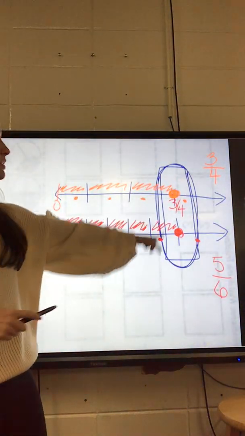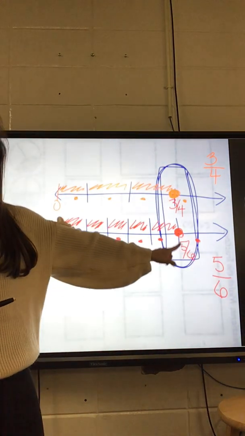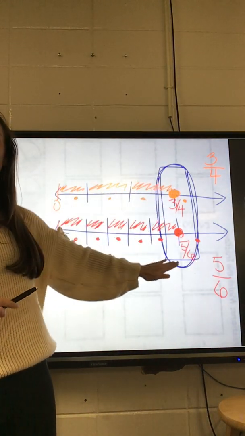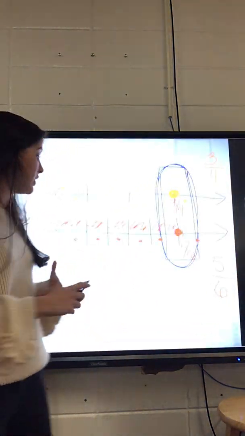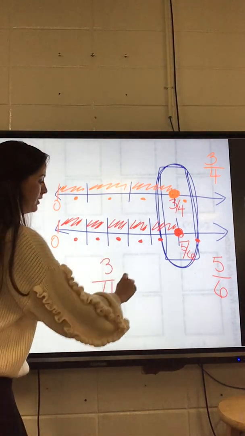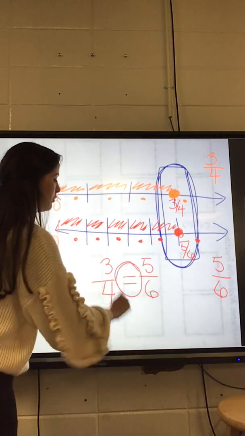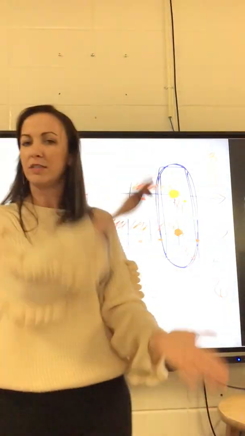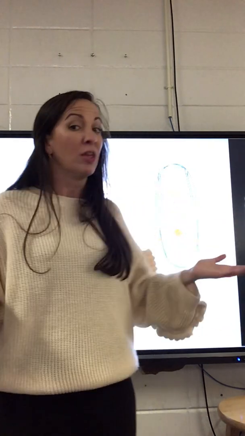So boys and girls, these two are equivalent. 3/4 is equivalent to 5/6. Remember we said we can write that as an equation as well. So let's come down here. 3/4 is equal to 5/6. Remember we practiced that? Miss Precise loves the alligator symbol. That's my favorite thing. And the alligator always wants to see the bigger thing.